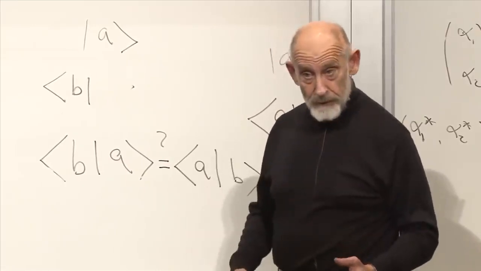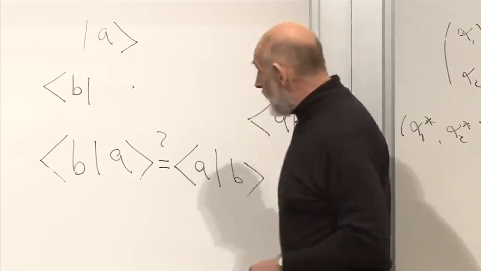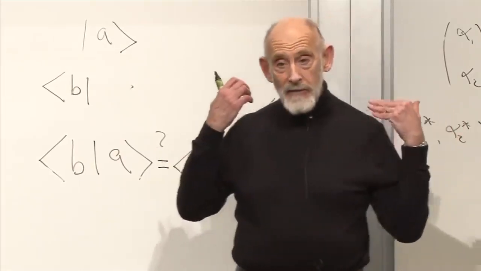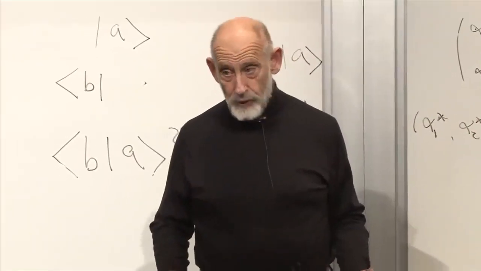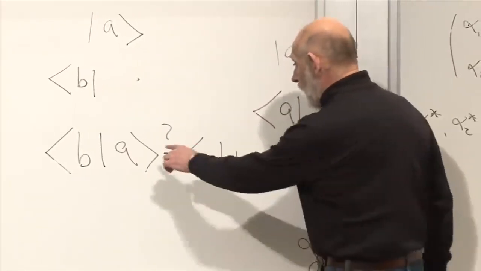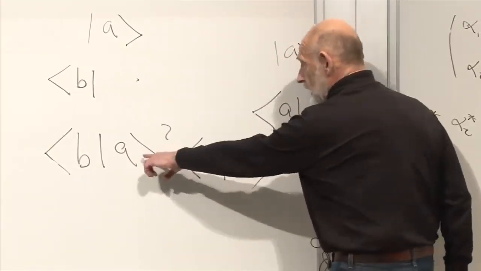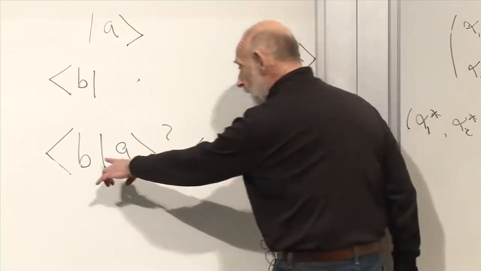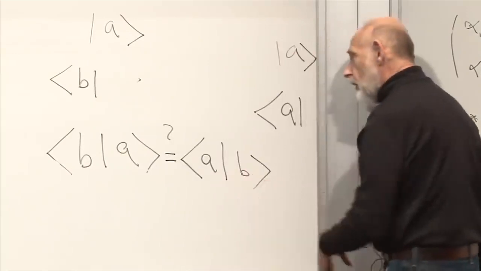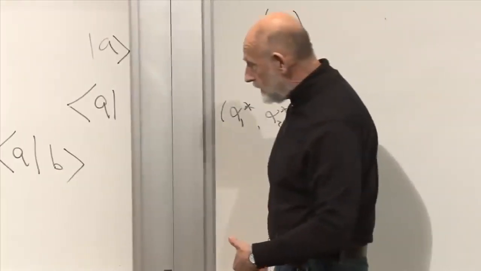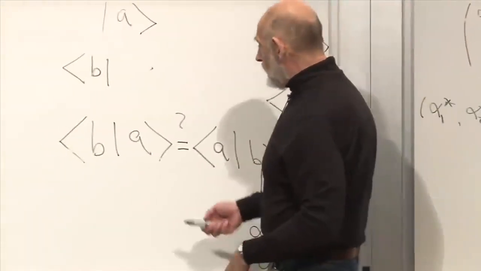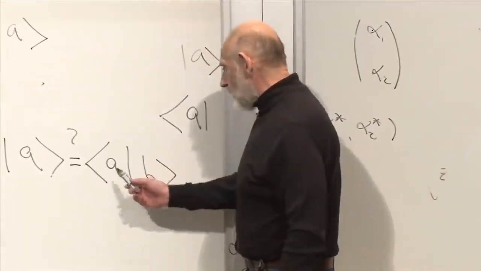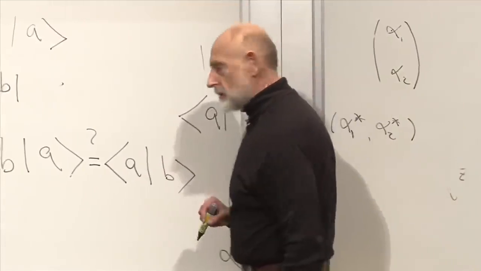The axiom, we're still talking about axioms now. The axiom is that these two are related by complex conjugation. I complex conjugated A to go from the ket vector to the bra vector. I complex conjugated B to go from the bra vector to the ket vector. So if this is a product of A, roughly speaking, times B star, this is the product of B star times A, this is the complex conjugate of this.